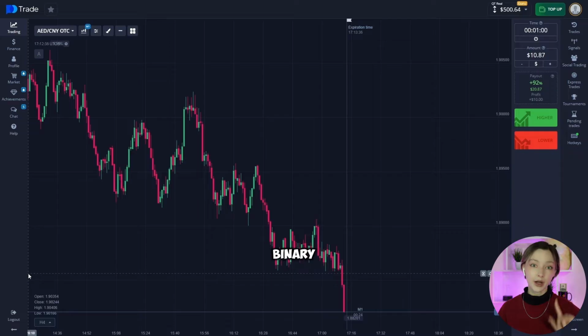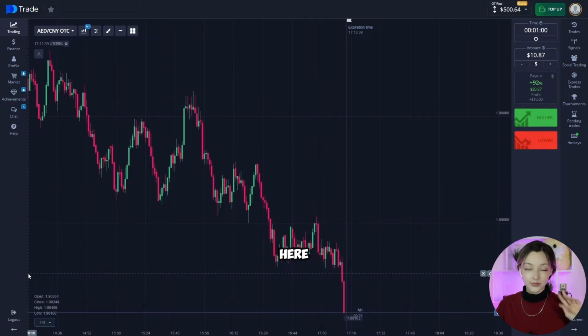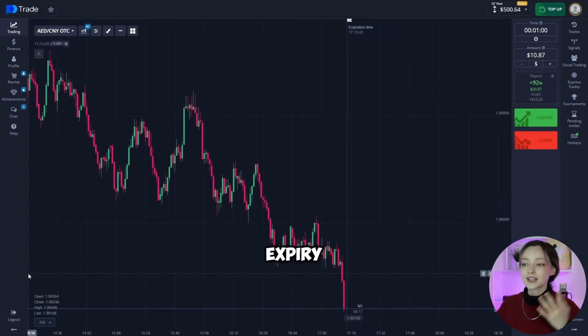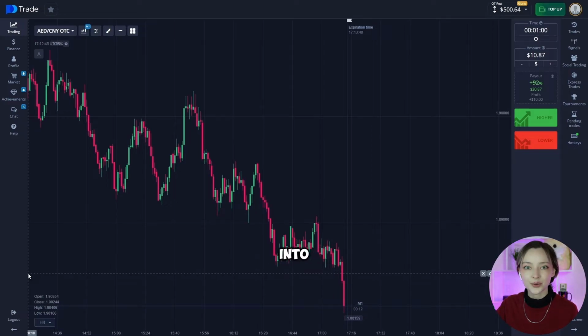Let's start with binary options. Basically, we only need three things here. First, to determine the deal's amount. The second one is to determine the expiry time. And the third step is to predict the direction the price will go into.